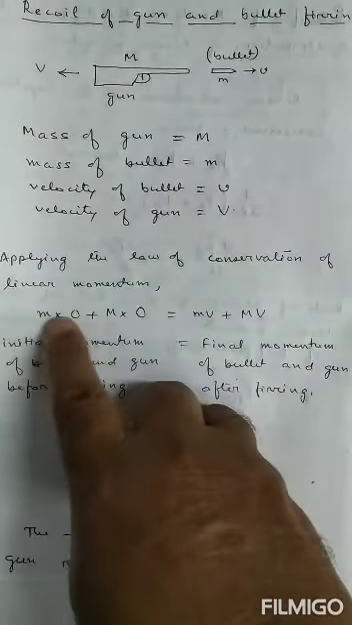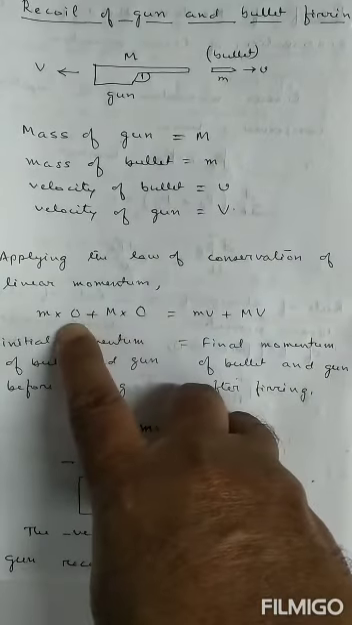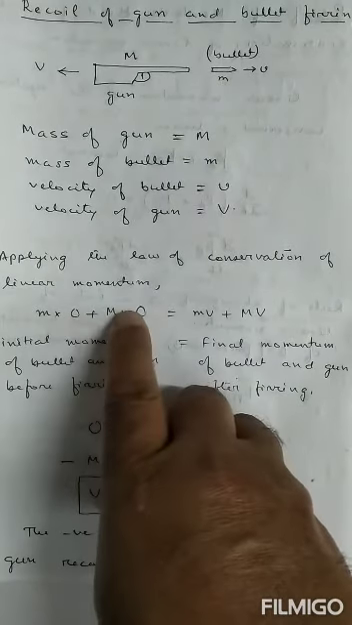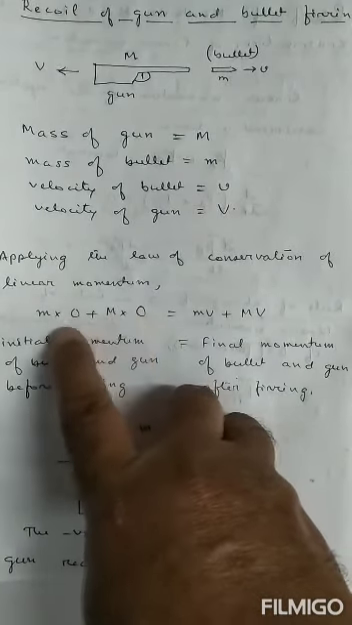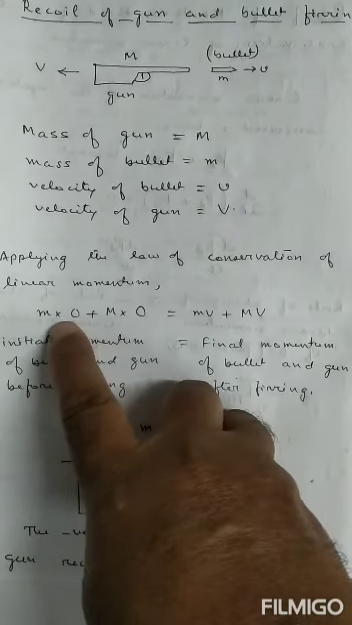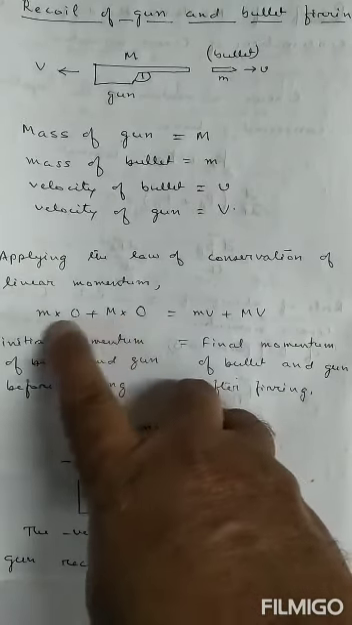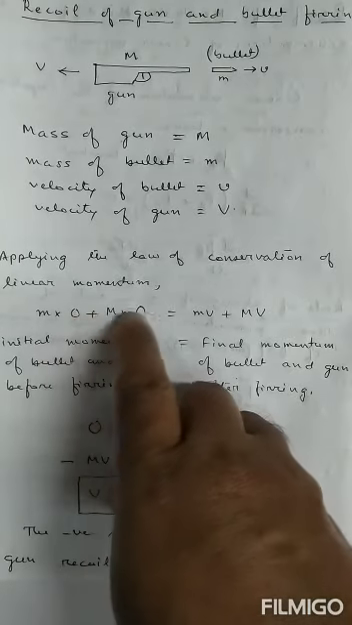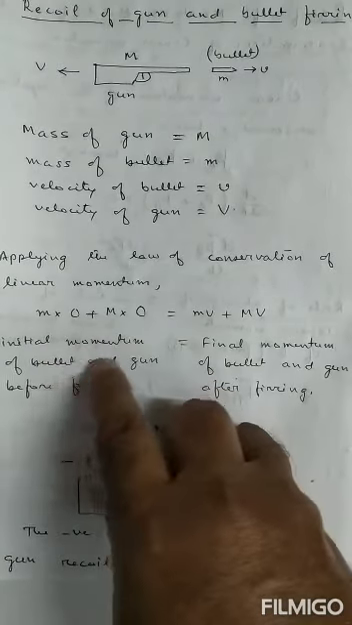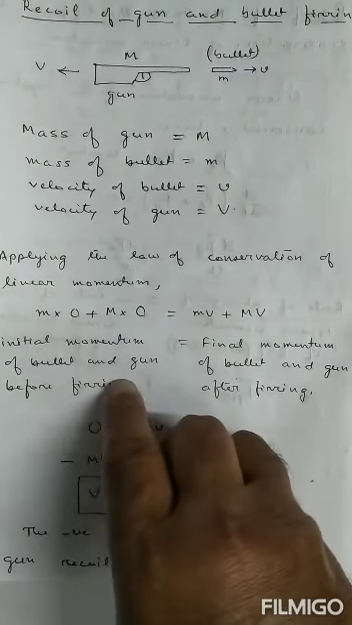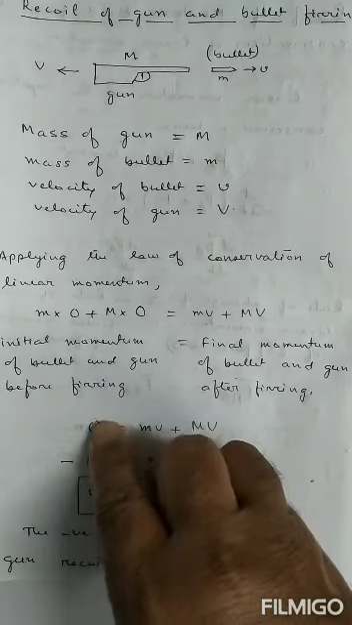Therefore, initial momentum of the gun is 0 and initial momentum of the bullet is also 0. Capital M into 0 plus small m into 0 gives you the initial momentum of bullet and gun before firing. This is equal to 0.